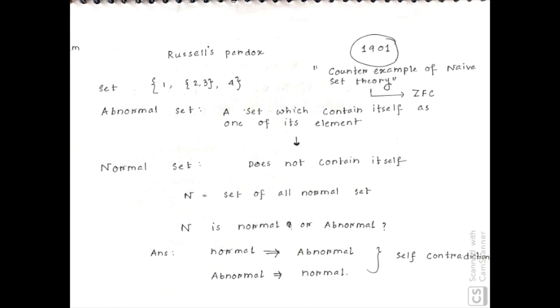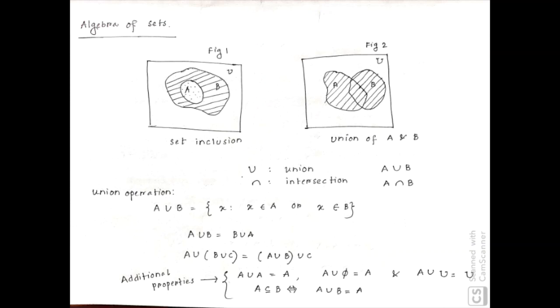And it seems to be the assumption that N exists as a set which has brought us to this impasse. So this is basically Russell's paradox. It shows that in formal set theory there is an abnormality, or we come to a contradiction or a self-contradiction. So this is a particular counterexample of naive set theory.